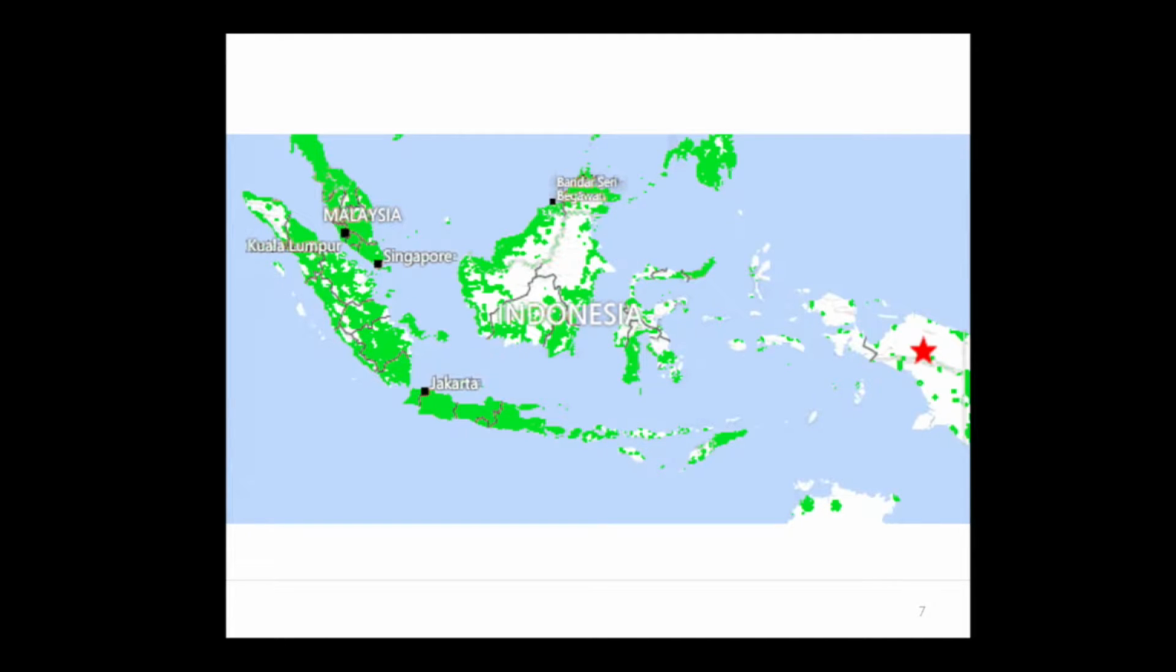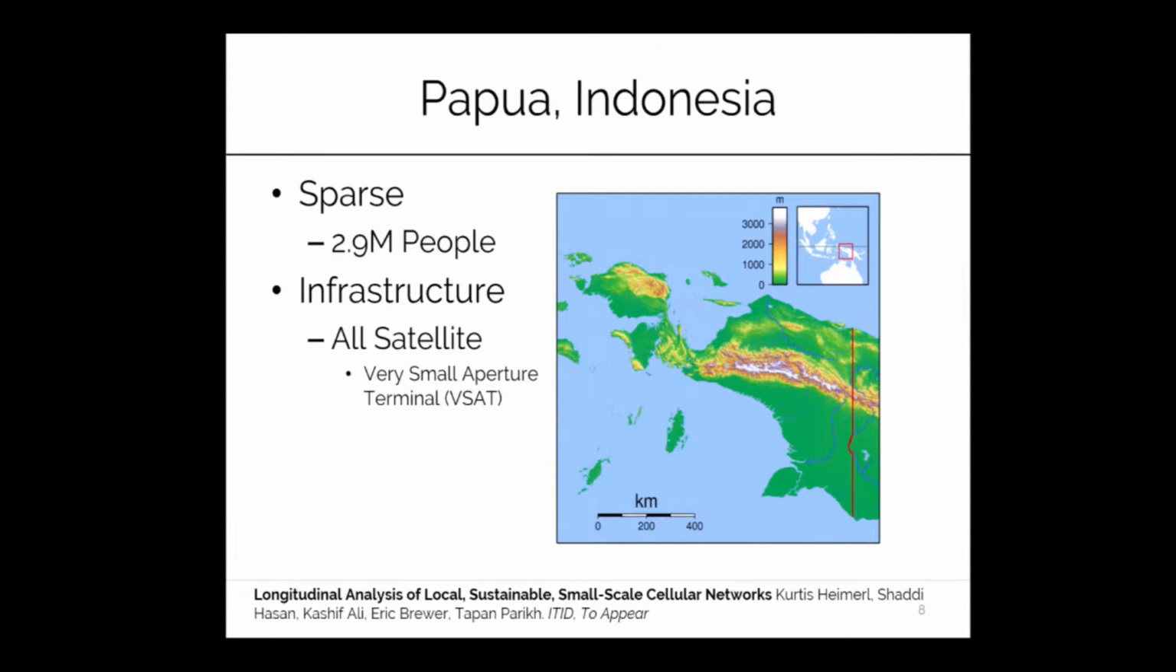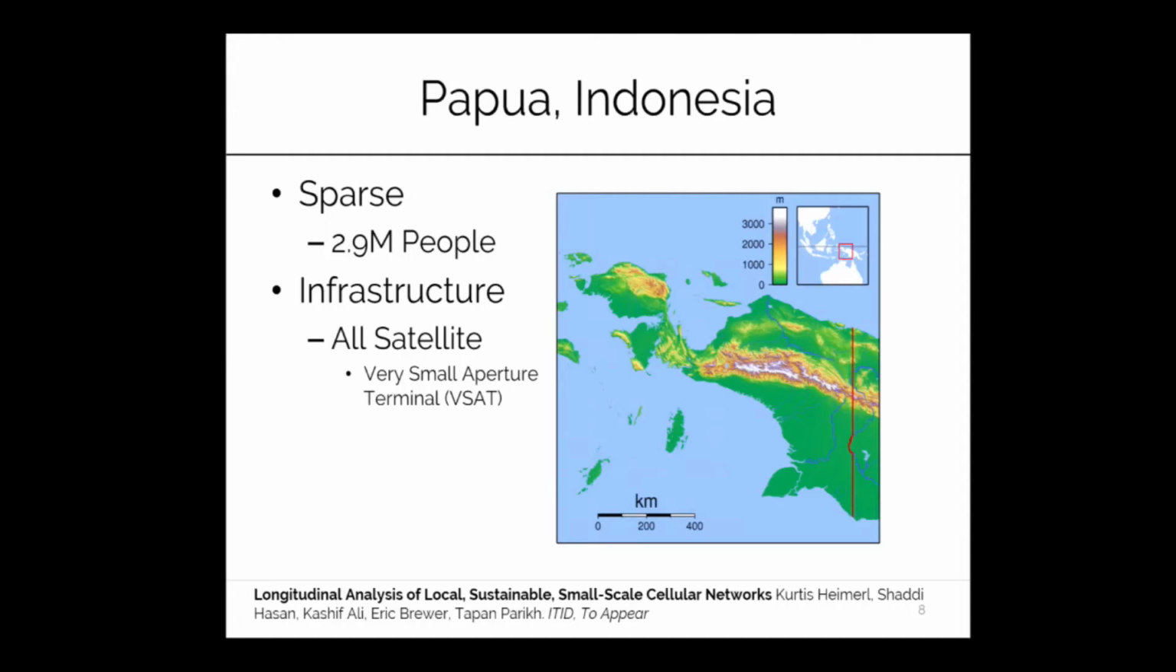So we'll step down into Papua. Papua is a really interesting place. It's one of the most sparsely populated places on Earth. And it's also one of the largest islands on Earth. So there's only 2.9 million people on this island. So it's around 9 people per square kilometer. But they're all in the really dense urban parts. There's Jayapura in the top.